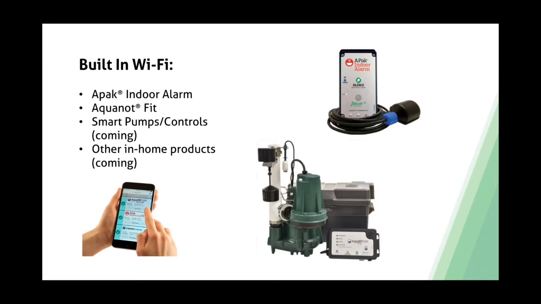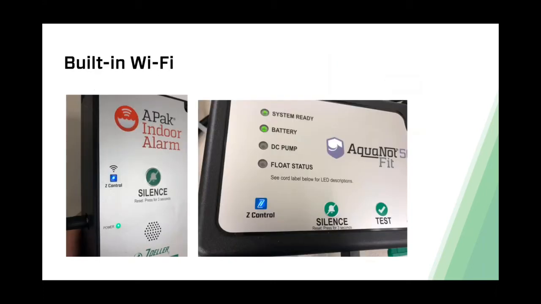Built-in Wi-Fi. You've got an APAC indoor alarm and an Aquanaut Fit. Those are the two products right now with built-in Wi-Fi. There's many smart pumps and controls and other in-home products that are coming. So when you have those two products, the APAC and the Fit, you'll see that word Z-Control with the little blue logo, and it's got a white Z inside the blue square. When that LED is on, that means that that product has been properly connected to the cloud.